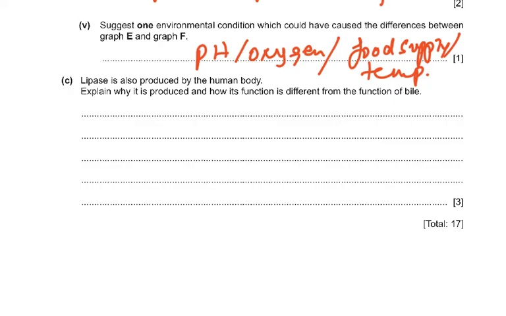While bile emulsifies fat, so it increases the surface area of the lipids. And also bile neutralizes the acidic food, so providing the optimum pH for digestion. So bile and lipase are two different things. Bile emulsifies the fat, so it breaks the big fat into smaller droplets. Now this makes it easier for the enzyme lipase to work on it.